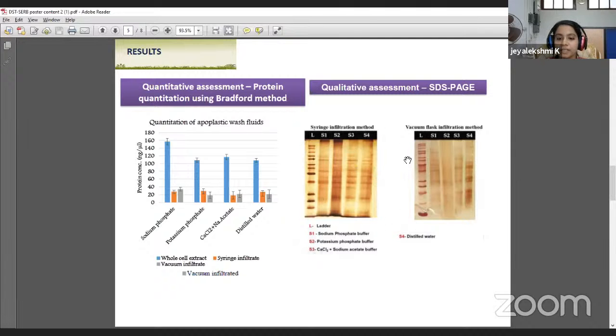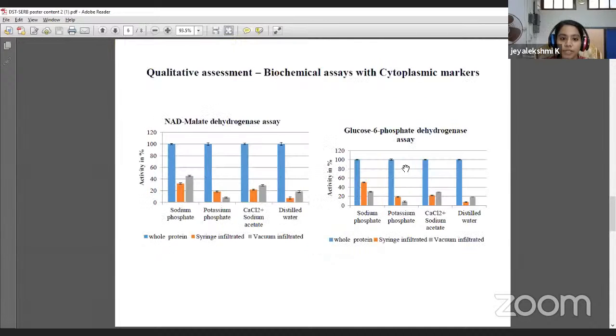From this profile, we can say that we have to look at cytoplasmic contamination, because we focus on the apoplastic proteins, so we have to minimize the cytoplasmic contamination in our extract. To know how much cytoplasmic contamination we have, we moved to biochemical assays with cytoplasmic markers. For this analysis, we took the malate dehydrogenase assay and the glucose 6-phosphate dehydrogenase assay.